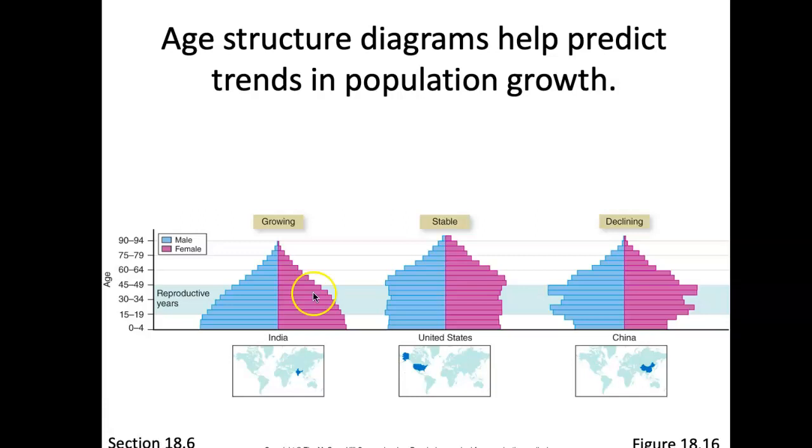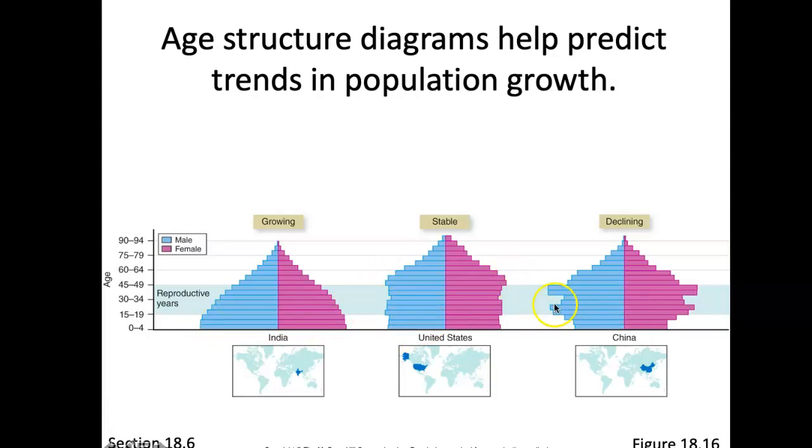In comparing something like the United States, it's pretty stable. Do you notice how down here the number of youth is similar to that of the number of people in their reproductive years? Not so in India, where you still have many more young people that are then going to grow into the reproductive years and have more children. So this is definitely a growing population. This is more stable when the sides are down like this.